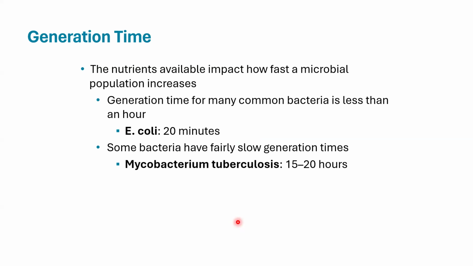And so, as I was saying, nutrient availability is going to impact how fast microbial populations increase. We have something like E. coli here, which, as I mentioned, takes about 20 minutes to reproduce. And then you have the slower things like Mycobacterium, which here it says 15 to 20 hours. Under non-ideal conditions, it could be even longer.